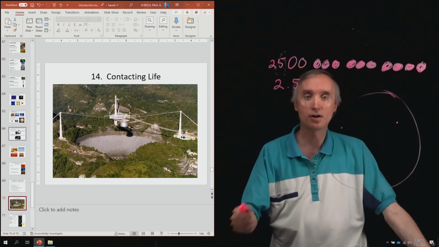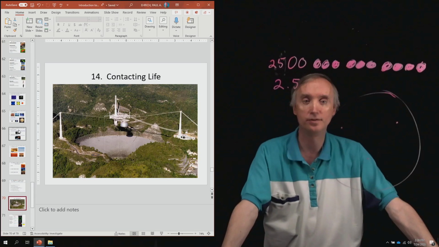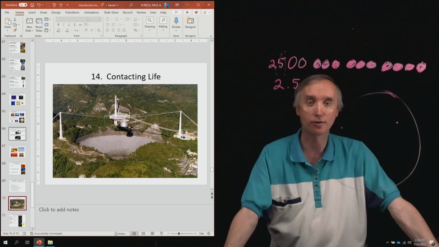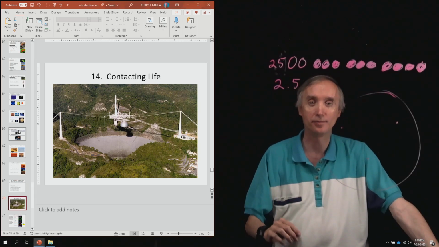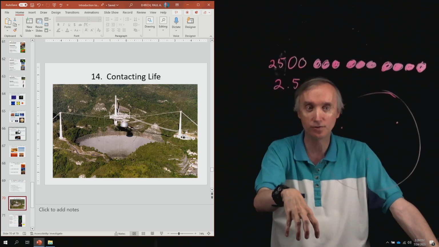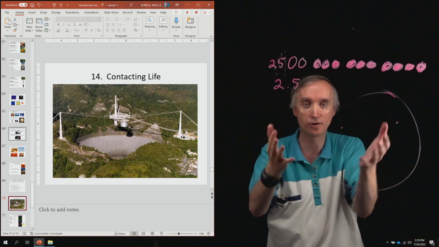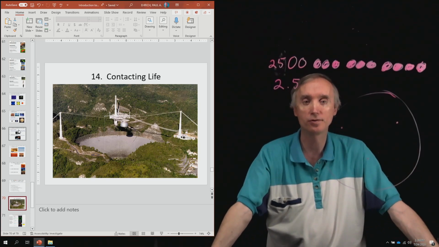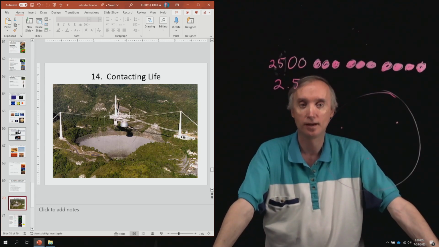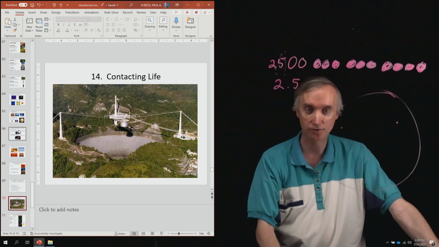So this is called Arecibo, and this is an island down in the Caribbean. It's no longer in operation. That radio antenna thing there, it collapsed into the bowl, and it destroyed the telescope. But we were sending messages into outer space. And so what was the message?